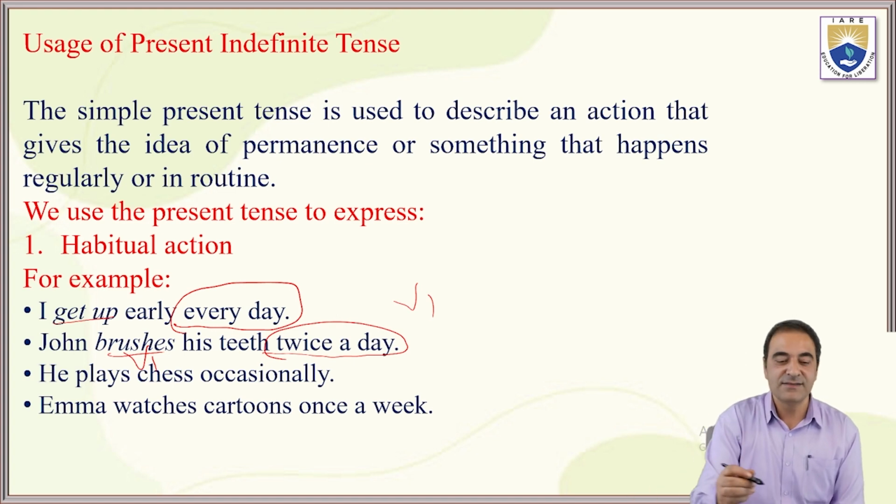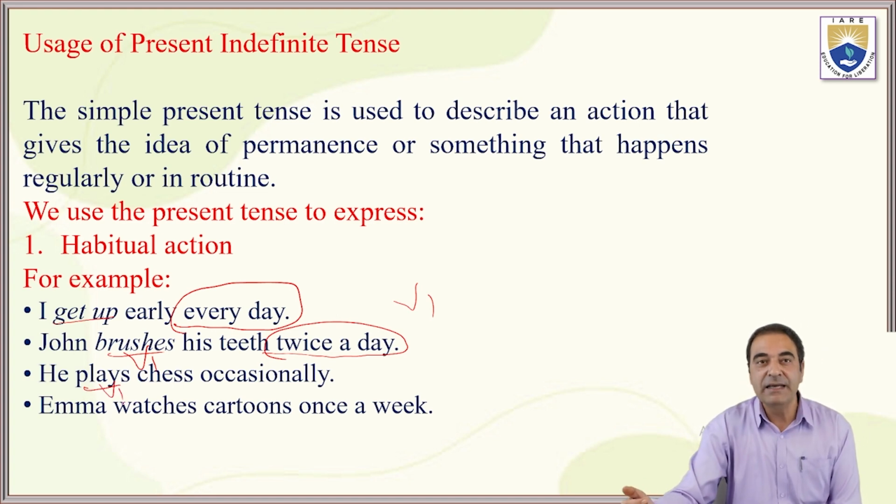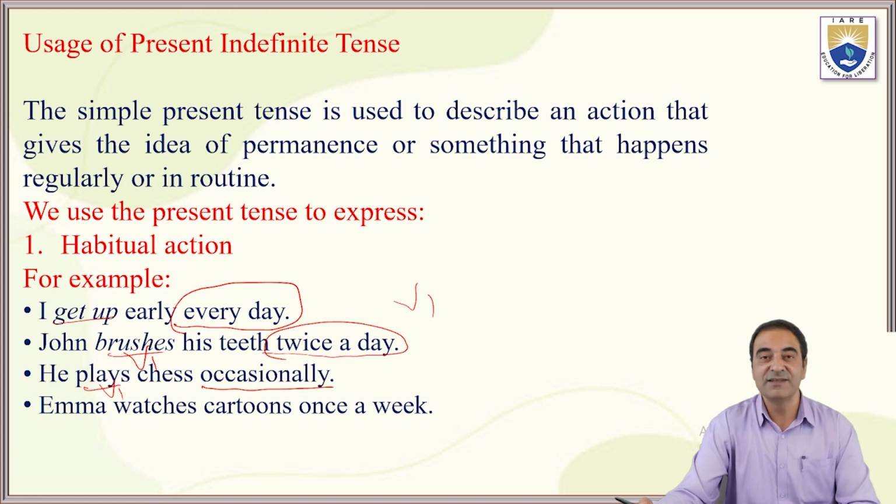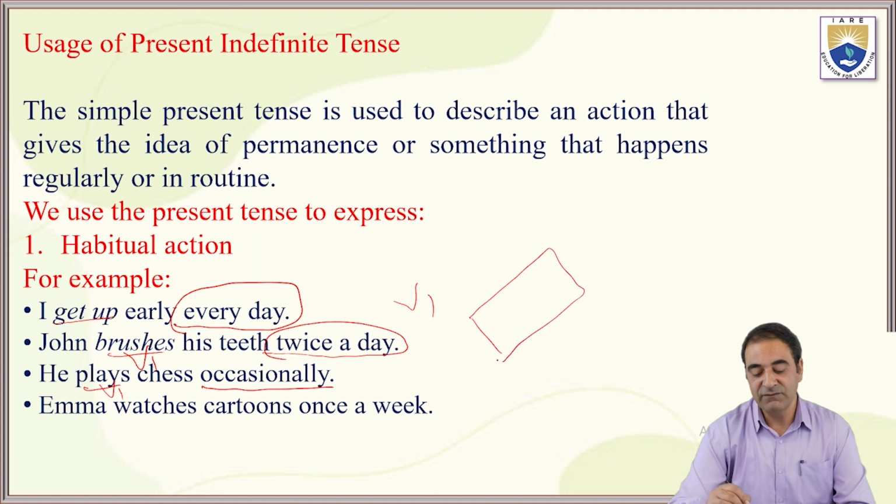Now, the next one is he plays. Again, we have verb in first form. He plays chess occasionally. Now, the occasionally, don't confuse this word occasionally with something which is not a habit. Yes, of course, it is a habit. Occasionally means on intervals, not regularly. But occasionally, here it becomes a habit. For example, we will take a week. For example, a person A, he plays just once in a week.